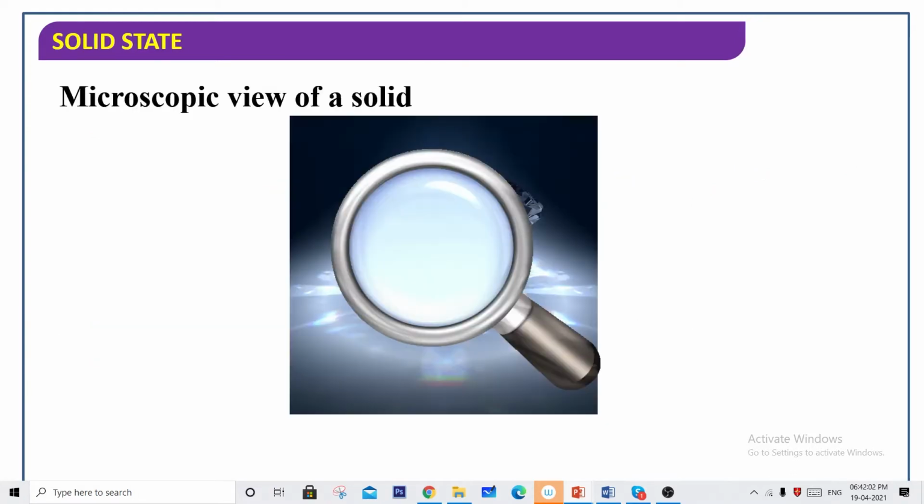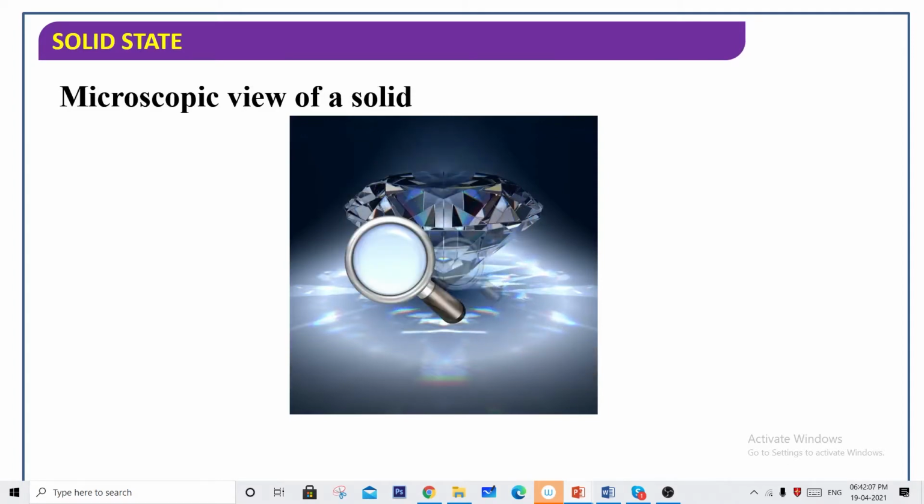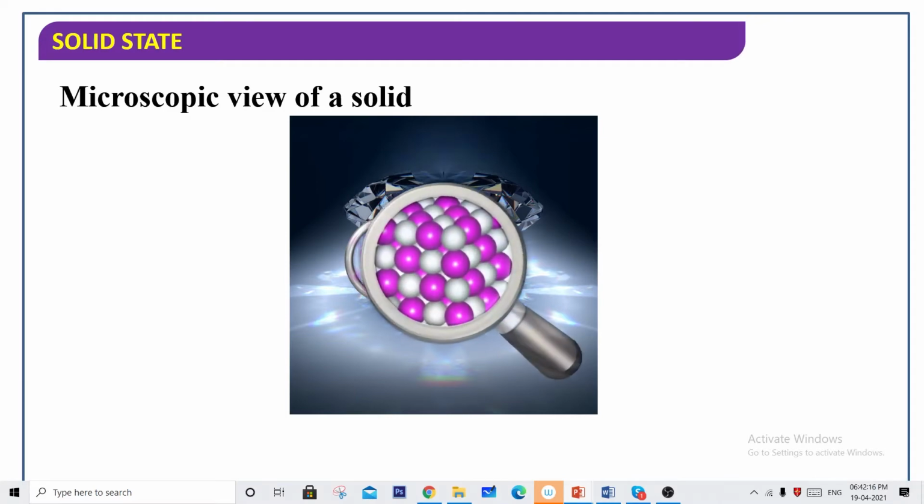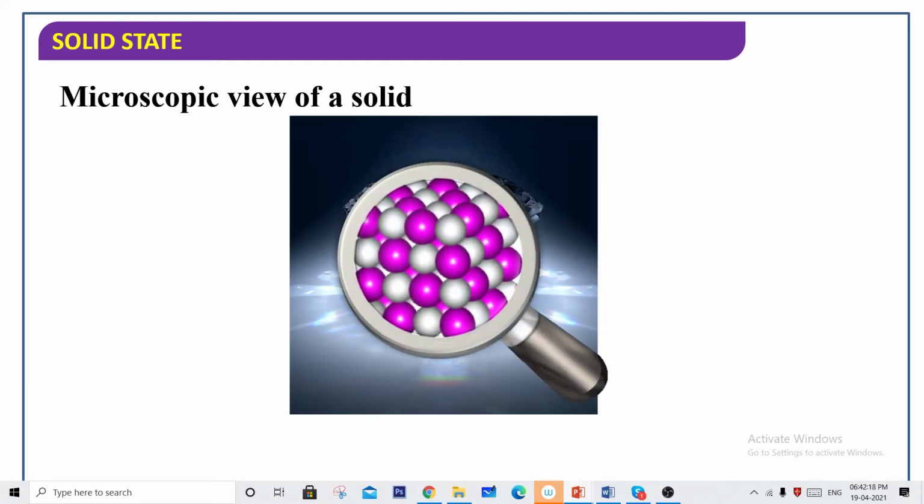Now, let us see the microscopic view of a solid. We are looking at a diamond with a microscope. If we look more closely, we can see the atoms are packed like this. Why are they of different colors? Diamond is only made of carbon, right? Yeah, but they're only shown in different colors. Otherwise, diamond is only one color, made up of one element.